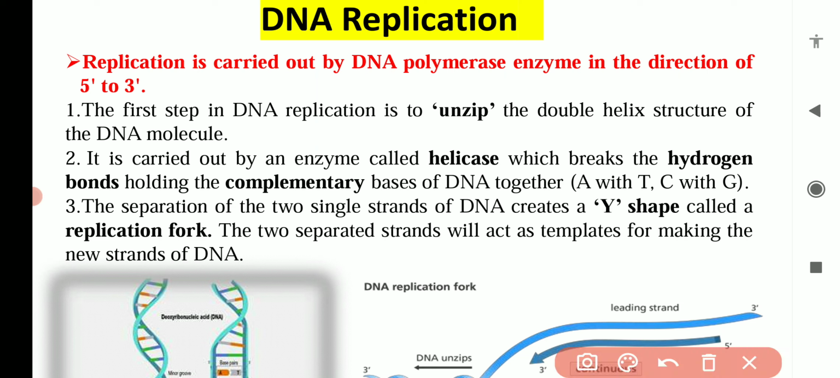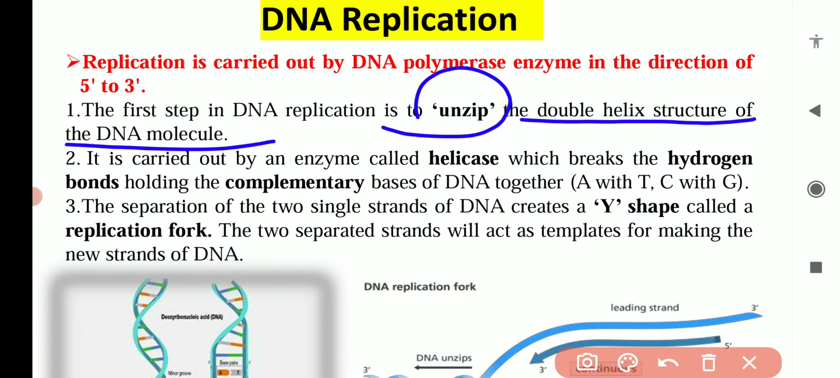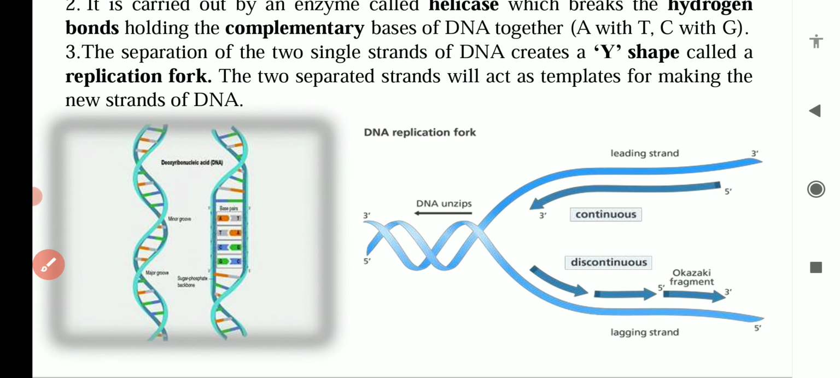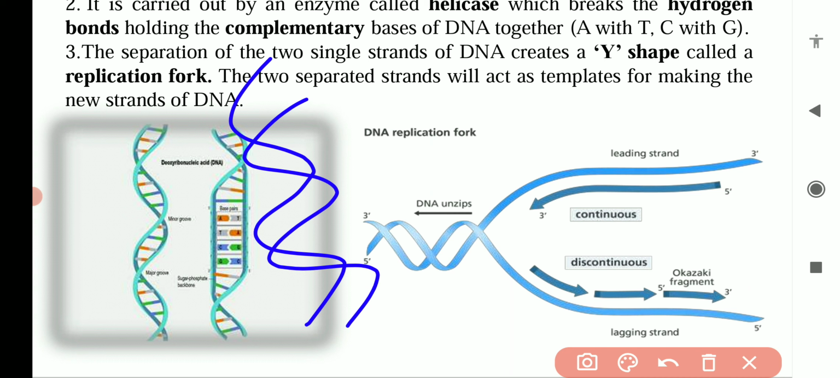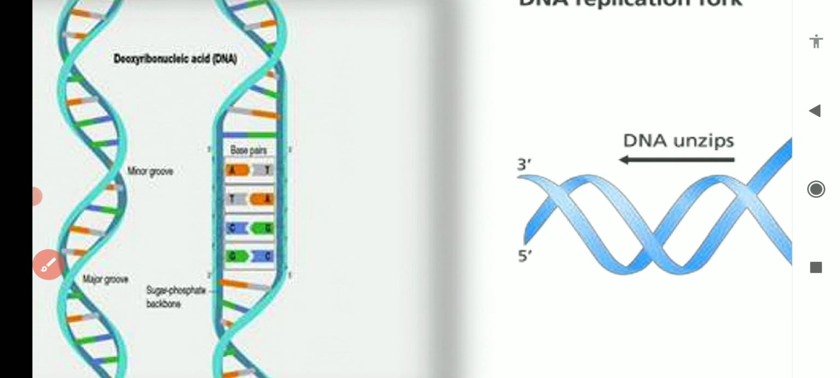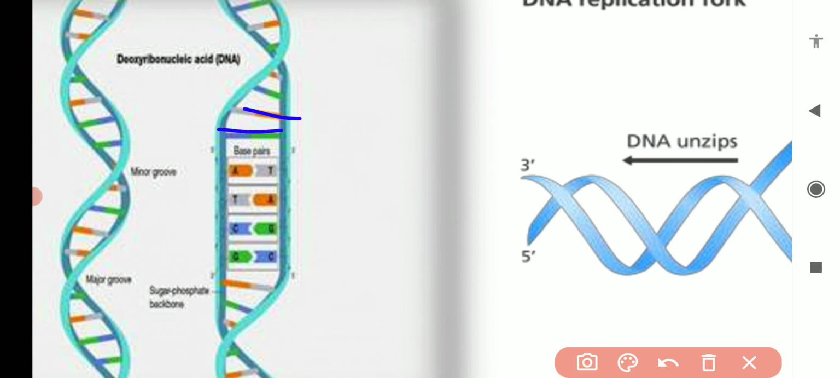It is required to remember that DNA replication will always be carried out in the direction 5' to 3'. The first step in DNA replication is to unzip the double helical structure of the DNA molecule. For DNA replication to be carried out, these two helices should open up at some point. Suppose this is the DNA molecule, and in between it has these base pairs, in which the nitrogenous bases from each strand are attached to each other with the help of hydrogen bonds.